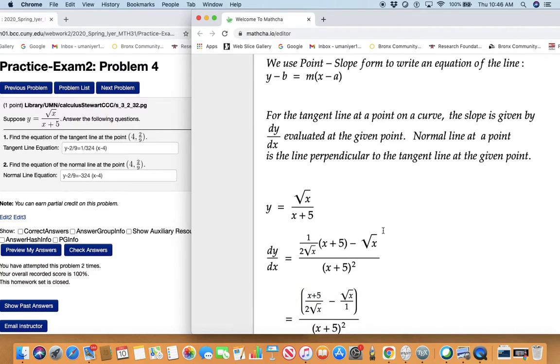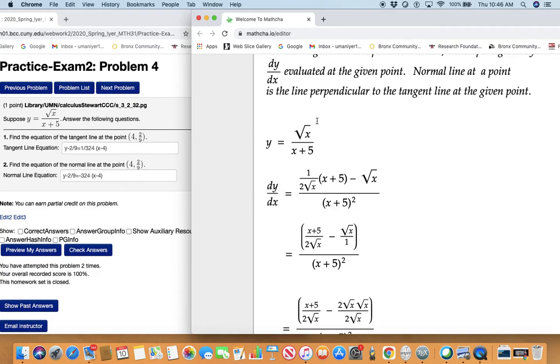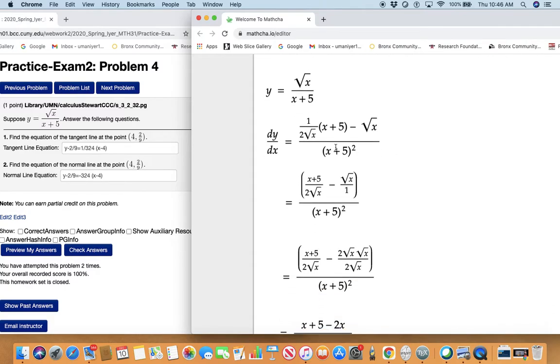by dy dx. Okay, so derivative using quotient rule: denominator squared, derivative of the top, denominator as it is, minus numerator as it is, derivative of the denominator. Notice derivative of the denominator is simply 1. So simplify. So you have x plus 5 by 2 square root x minus square root x by 1, over denominator squared.